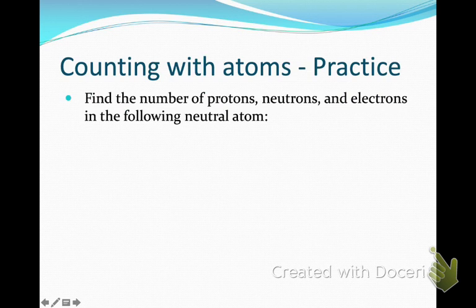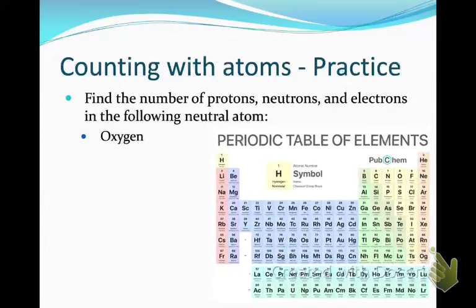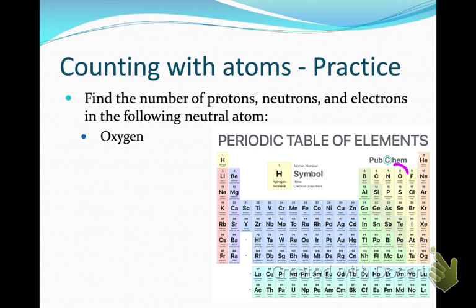So let's go ahead and look at finding out how many protons, neutrons, and electrons are in the following neutral atoms. And let's look at oxygen here. So I want you to locate oxygen on your periodic table. I'm going to pull my periodic table back up here. All right. If I want to find oxygen, it's way over here on the right.